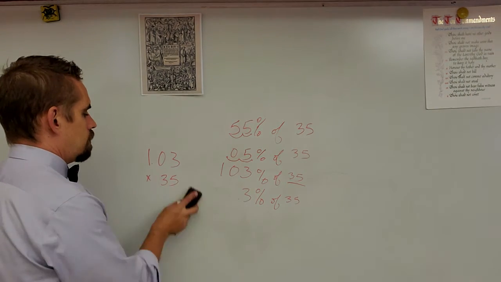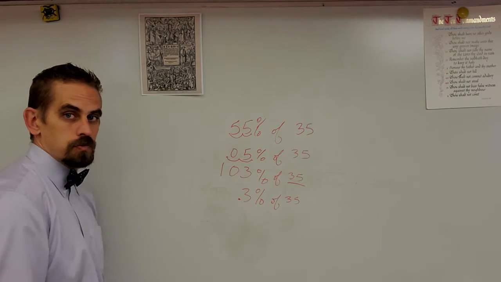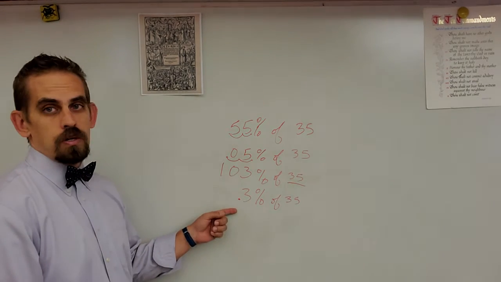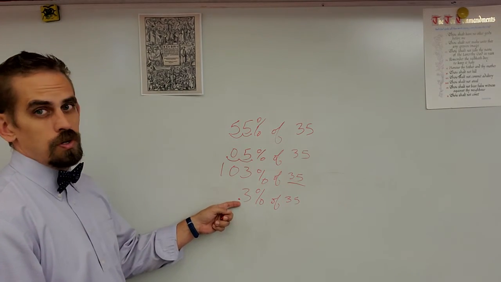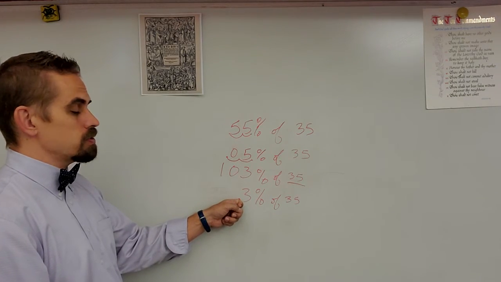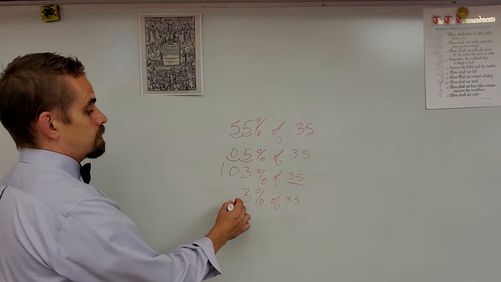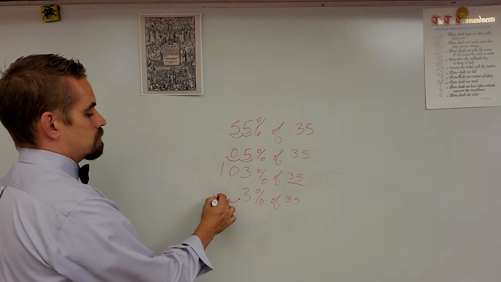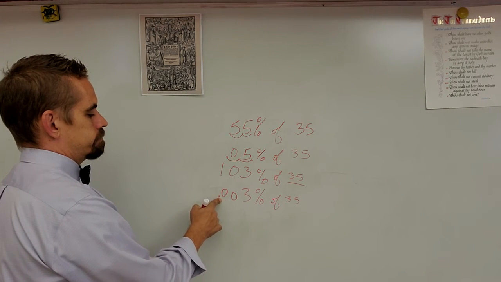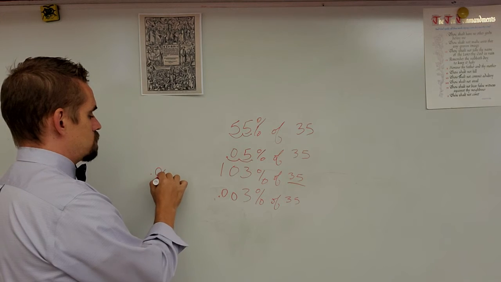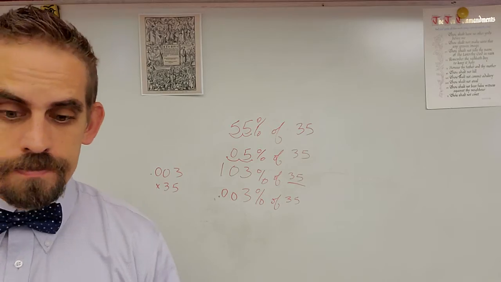Now, here's another interesting one. 0.3%, kind of tricky. What do you do with this one? Because you can find 0.3% of a number. The decimal point is already to the left of the number, so what do you think you should do? Same thing, move it to the left twice. You have to fill in a couple of zeros here. So it would be 0.003 times 35. That's how you do it.